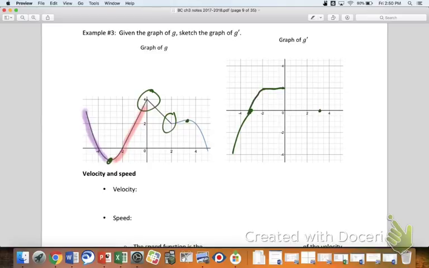Almost got it. How about that? Josiah's right. It should be a little higher. He's right. Thank you, Josiah. Get out the protractor and be like, yeah, okay.